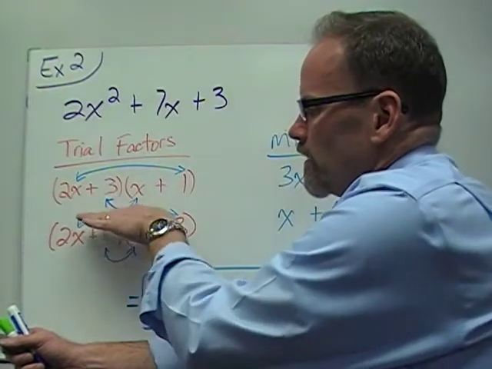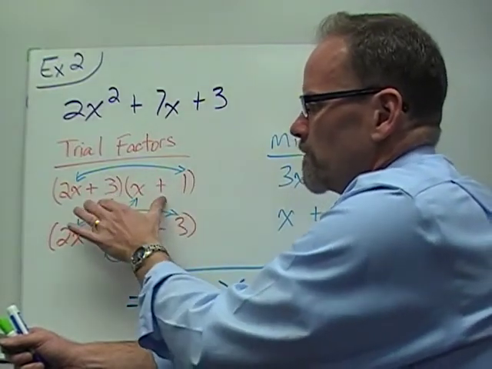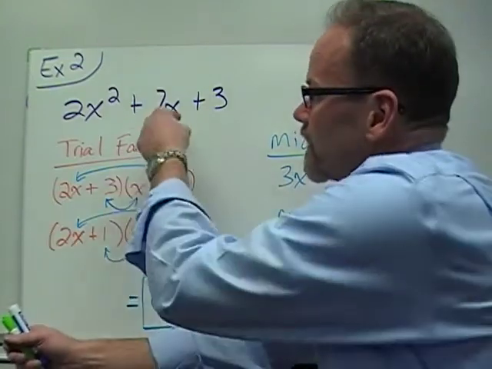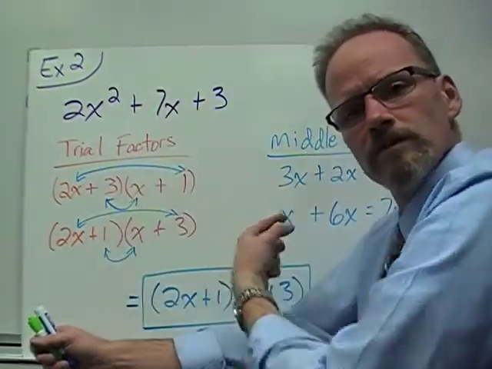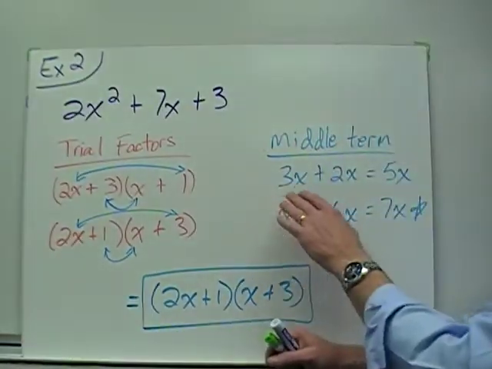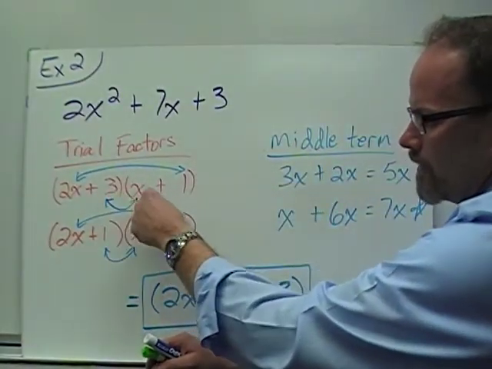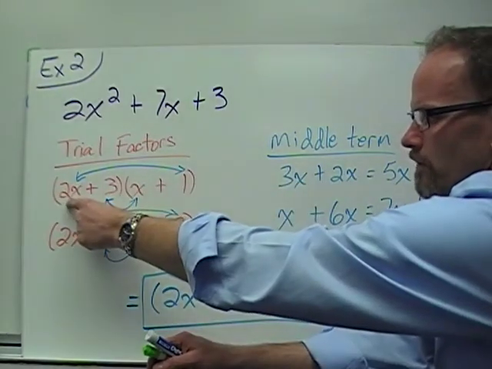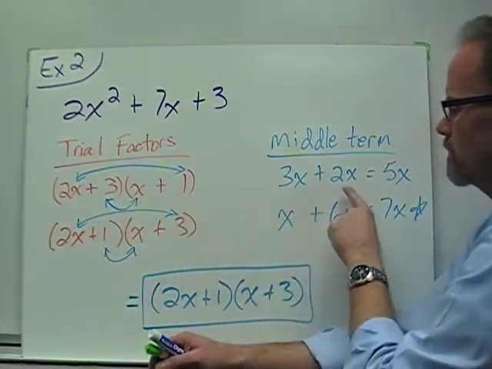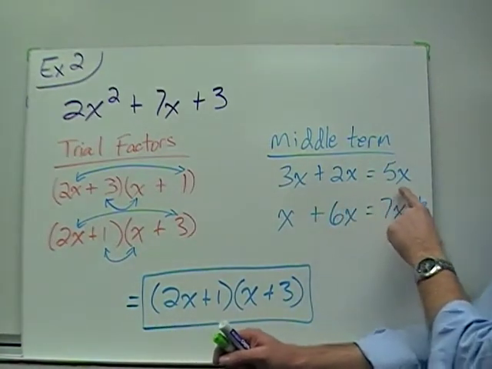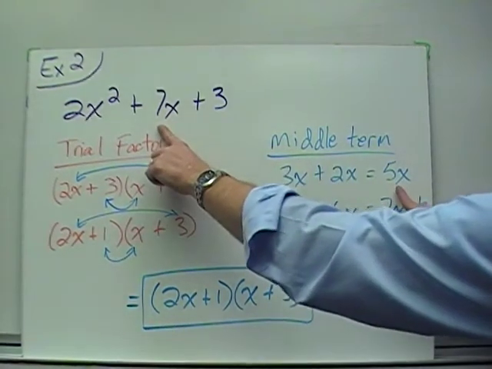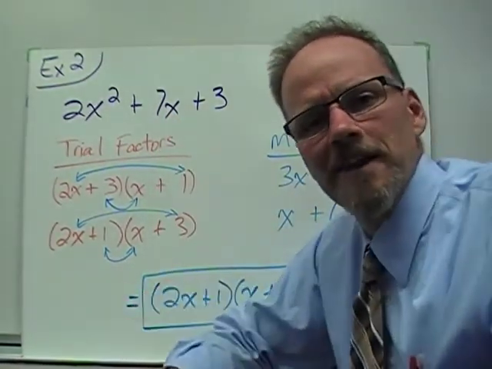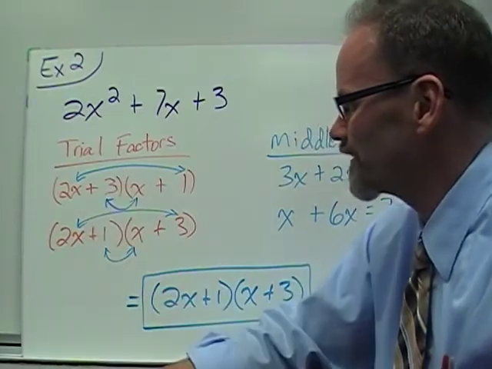Well, I'm thinking, that looks pretty good right now. Why don't I just test it to see if I can get the 7x? So let's see what happened. Remember, we multiply the inners, 3 times x, 3x. The outers, 2x times 1, 2x. 3x plus 2x equals 5x, and I'm trying to get 7x. Darn. So we're going to have to do another trial factor.